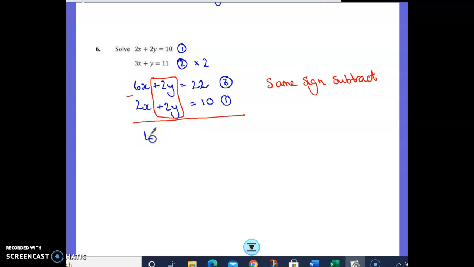6x take away 2x is 4x. 2y take away 2y is 0. That's good, that's what I'm looking for. 22 take away 10 is 12. So 4x is 12. X is 3.